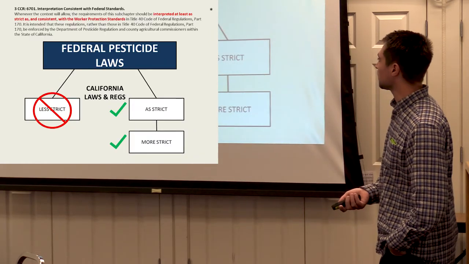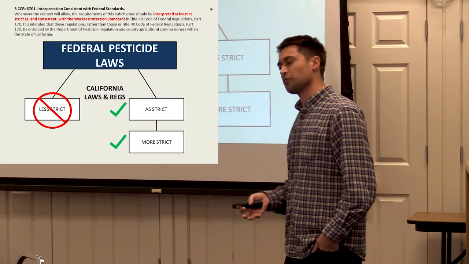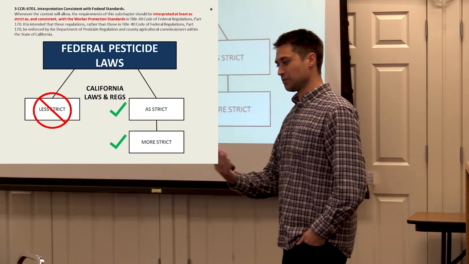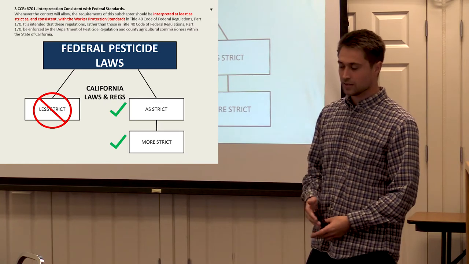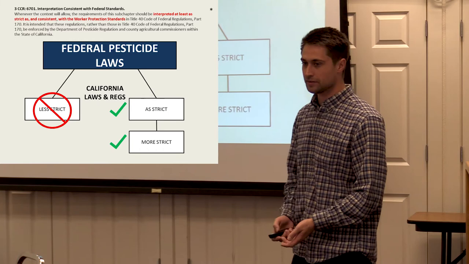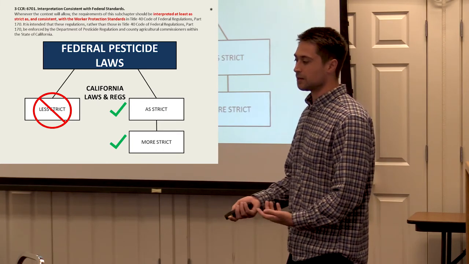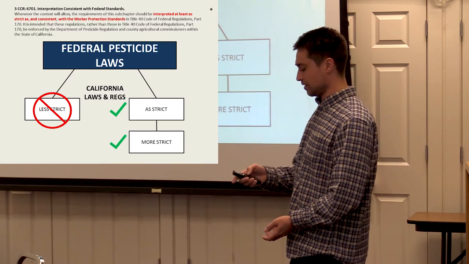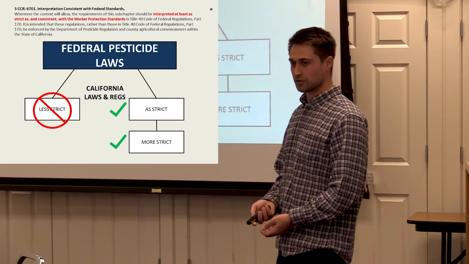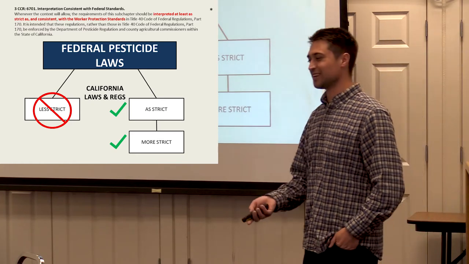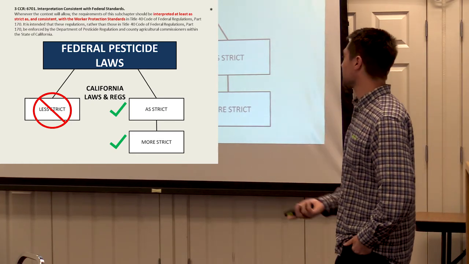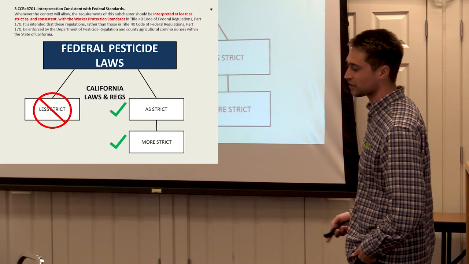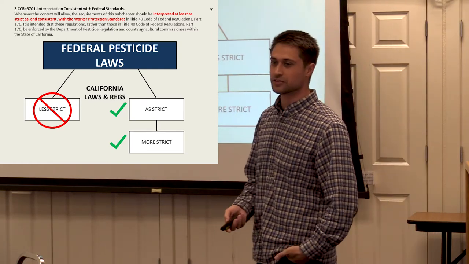So just briefly, this outlines the relationship between California law and federal law. As you probably know, when the feds make a change to a pesticide law, California has to adopt that. And if it hasn't already adopted that, they need to change their code to match that. So it can never be less strict than the federal code. It can never be less strict. It has to be as strict or more strict. And you'll find that with pesticide laws, California has some of the most strict pesticide laws in the nation.